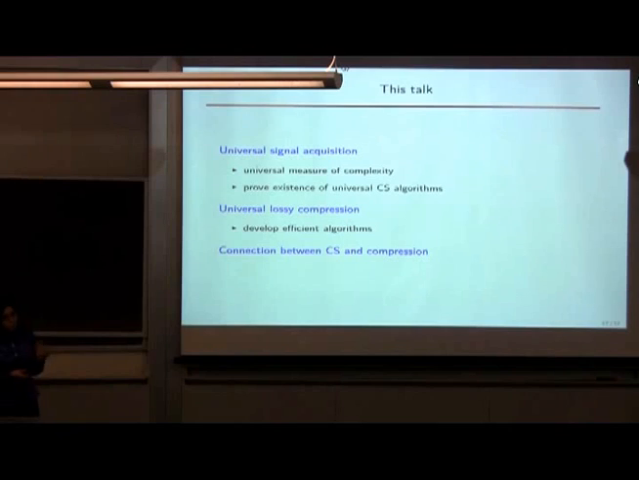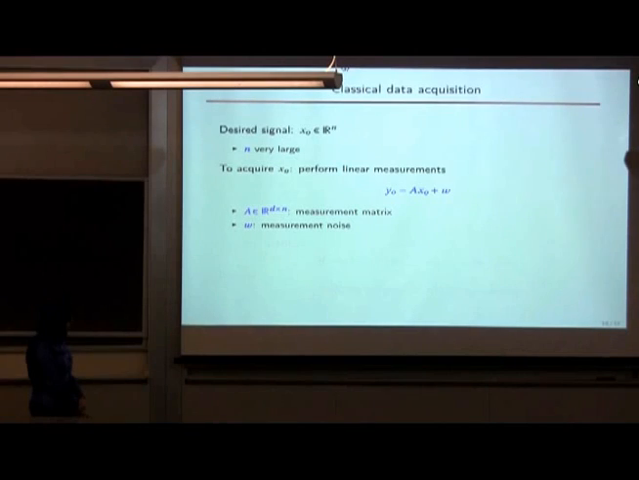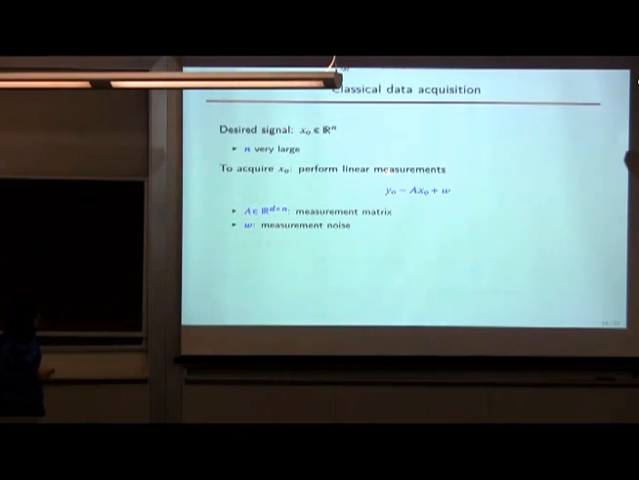Now let's get more into the details of each problem and the specific results we have in each area. As I mentioned, many acquisition systems can be modeled in this form. We have x in R^n, and we perform linear measurements. What we observe is Ax plus some measurement noise, and from these, we want to estimate our signal x.